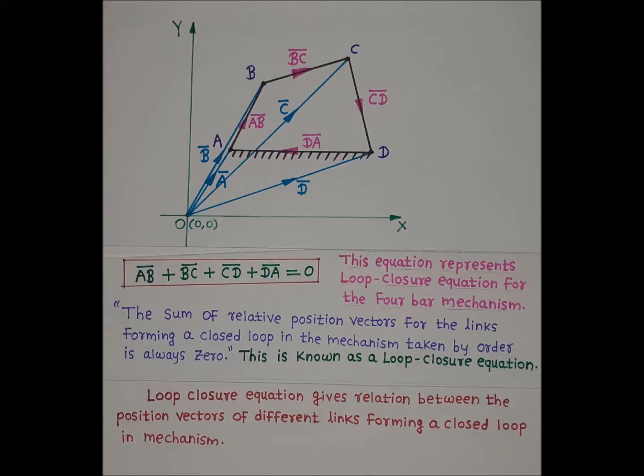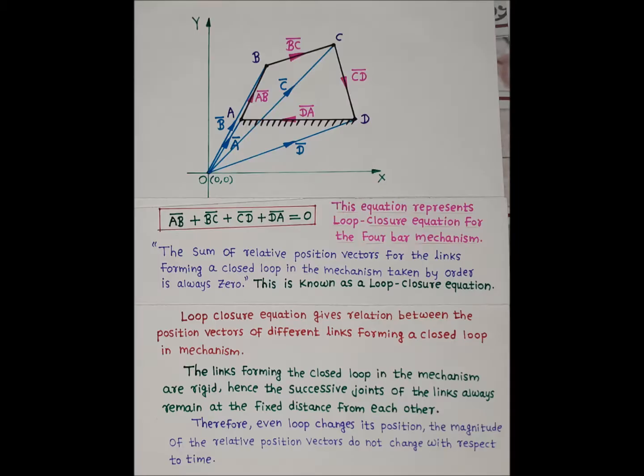As this mechanism works, positions will change. The position of the input link will change, and due to that the other links will also change their positions. Even if the positions are changed, what will happen? The loop closure equation will remain the same.